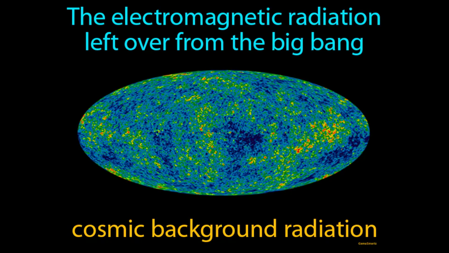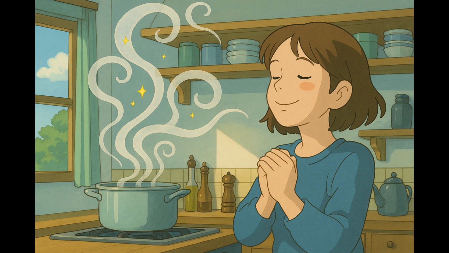The electromagnetic radiation left over from the Big Bang, cosmic background radiation. It is the faint glow of light that fills the universe, a remnant from its very early stages after the Big Bang. Imagine waking up to the smell of a delicious dinner you cooked the night before. Just as the aroma lingers in your home long after the meal is finished, cosmic background radiation is like the scent that remains from the cooking of the universe during the Big Bang.